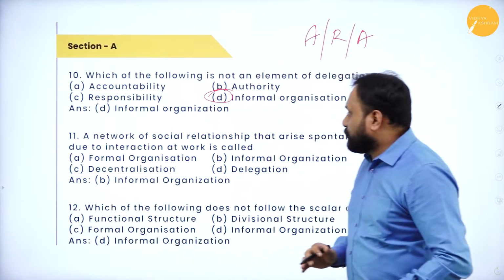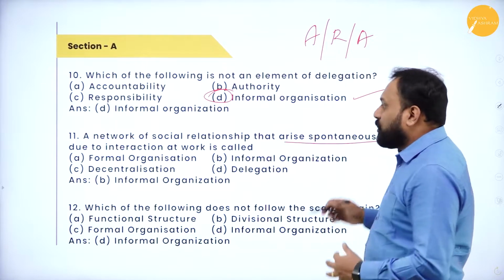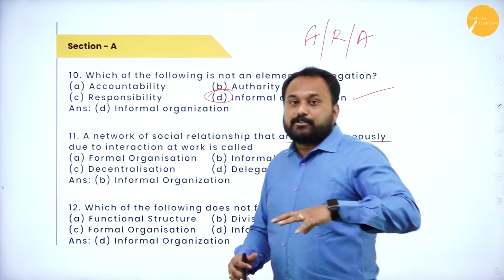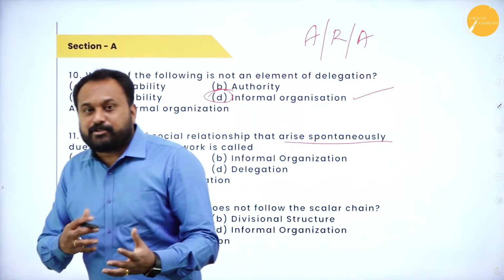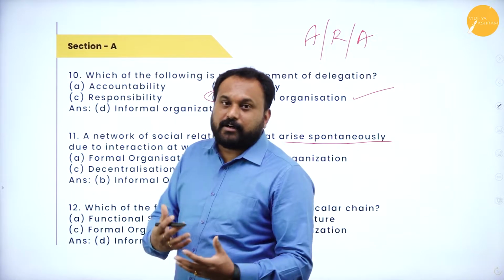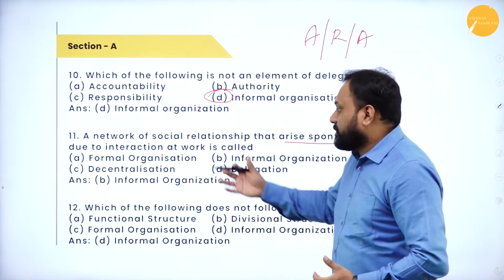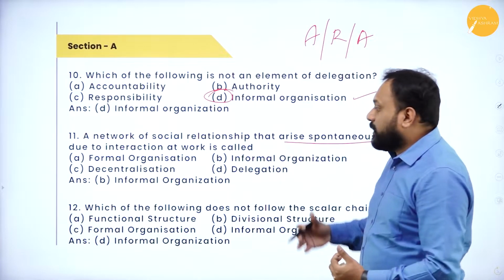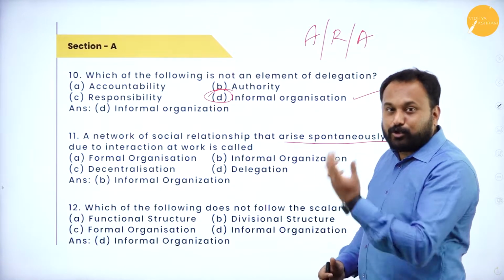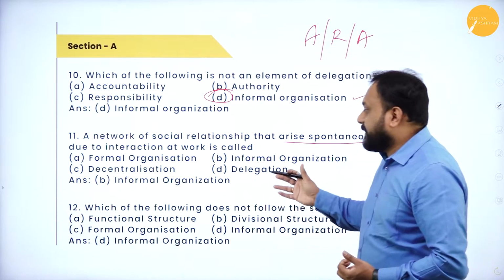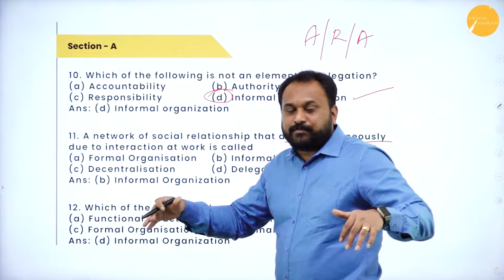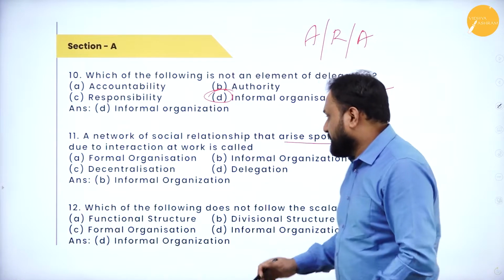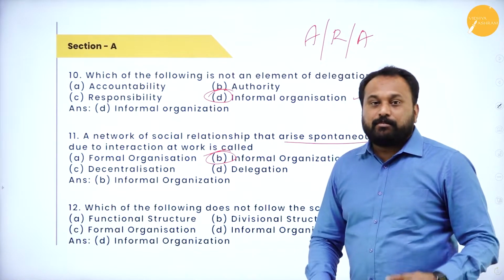Next one. A network of social relationships that arises spontaneously due to interaction at work is called as, see, spontaneously. If it comes to the organization, what type of organizing structure is that? Say, is it formal organization? No, it is not, because it is coming spontaneously. Informal organization. Let's understand the two more options: decentralization and delegation. See, decentralization is distribution. Delegation is a transfer. So the answer is informal organization. So your answer is B, informal organization.